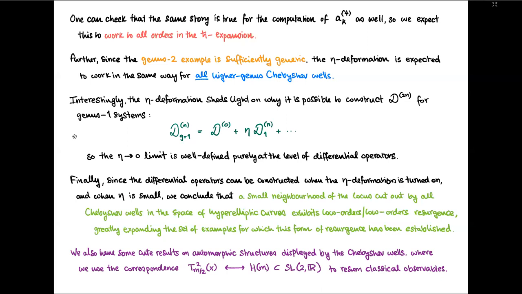You can imagine that this locus is like a small, thin tube around these Chebyshev wells, which are a special kind of potential in the space of hyperelliptic curves. This region exhibits low orders resurgence, which greatly expands the set of examples for which this form of resurgence has been established. And also along the way, we have some cute results about automorphic structures displayed by Chebyshev wells, where we used the correspondence between the squares of the potentials that we're studying, which are the squares of Chebyshev wells, and the Hecke groups, which are subgroups of SL2R. And we use this to resum classical observables.